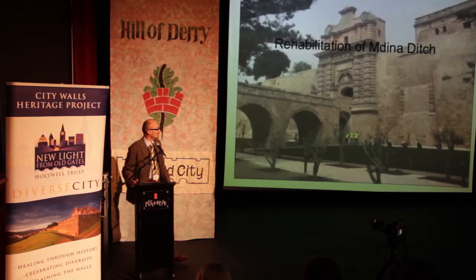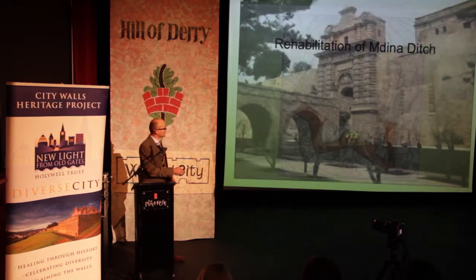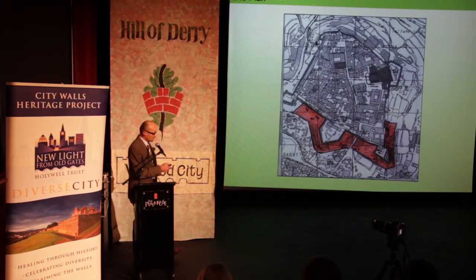The first one revolves around the old city of Mdina. These are the ramparts of the old city. And this project concerned the reutilization of the space between the two sets of walls outlined and colored in red. We're going to see some pictures.